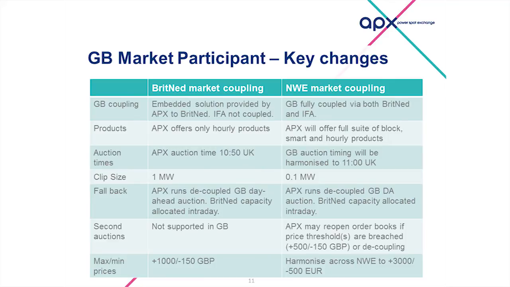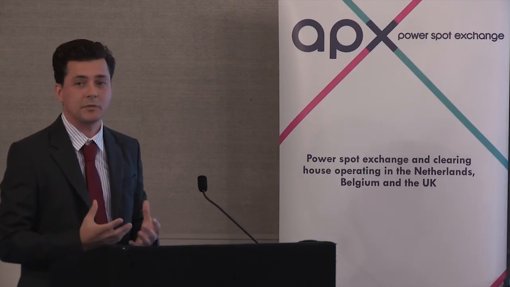Another change I'd pick out is the second auctions, which again will be a new feature. There'll be certain trigger points at which APX may open, or may reopen, its auction in GB to allow you guys to amend your prices or amend your orders. So under some circumstances, we'll be reopening the order books. One of those circumstances is if the price in GB hits these triggers of plus 500 and minus 150 GB pounds. So if the auction prices reach those triggers, we'll reopen the order books and we'll let you know.